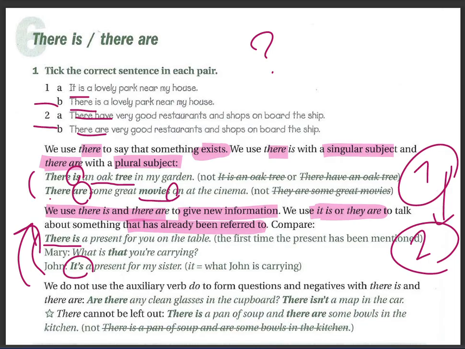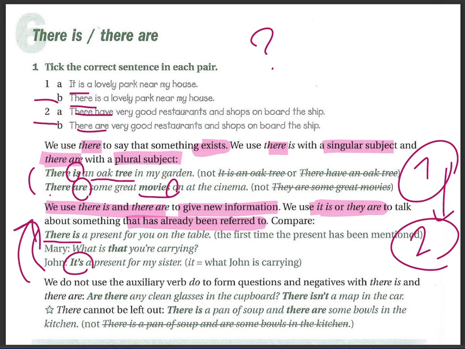So when you want to talk about something for the first time, it's better to use there is and there are. And when you want to mention it again and again in your speaking or writing, for the second time, for the third time, for the fourth time, you can use it is or they are. Very good. Look at here.